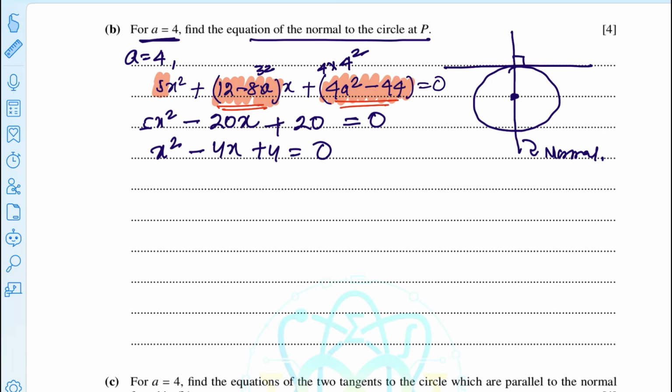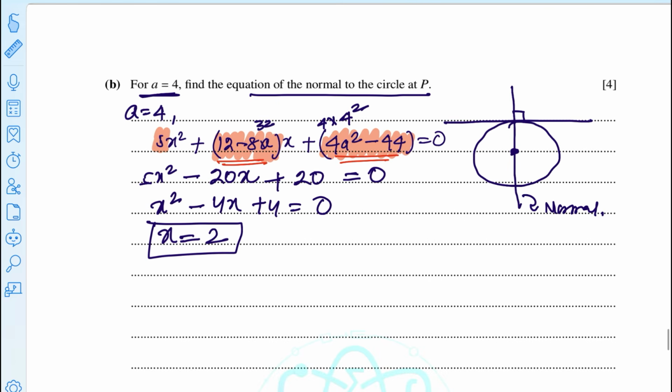So what is the value of x we are getting? I think it will be like (x minus 2) repeating, right? So x equals 2. We got x equals 2, right? That means at this point the value of x equals 2 we have.